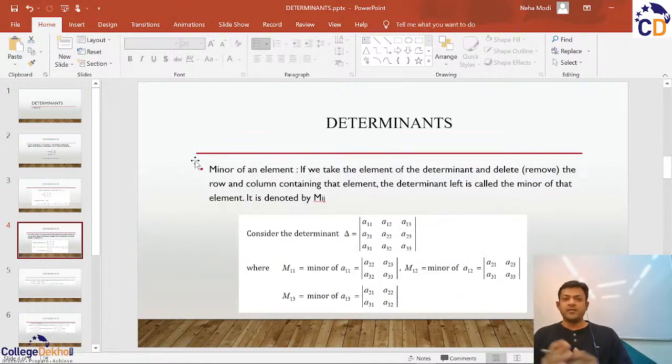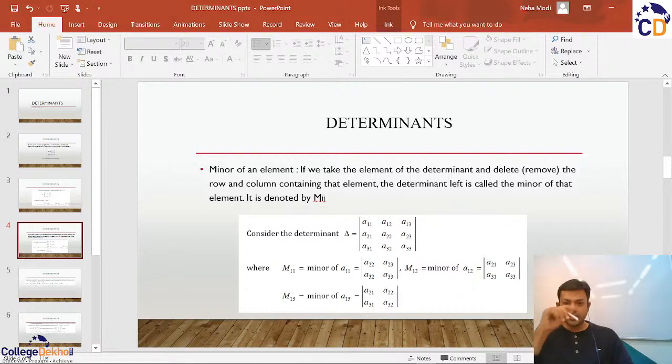Suppose there is a determinant and we want to calculate its minor. Let's look at the screen. The matrix that we are discussing is a11, a12, a13, pretty much similar to the one we were doing just before this. To calculate the minor of a11, we hide the first row and the first column. What is visible is a22, a23, a32 and a33. That, in a determinant, is called the minor.